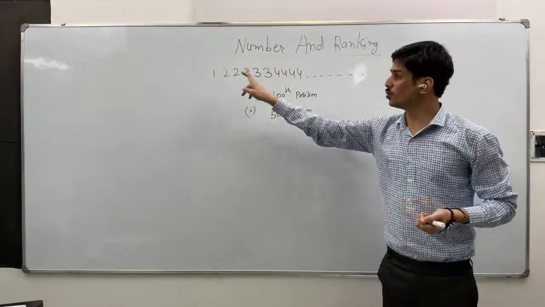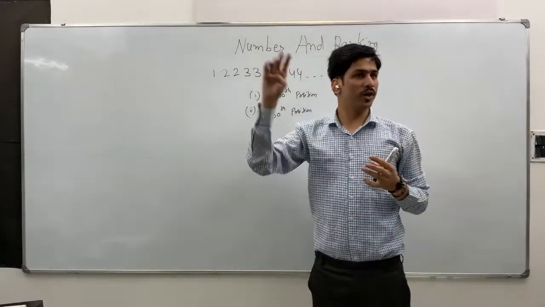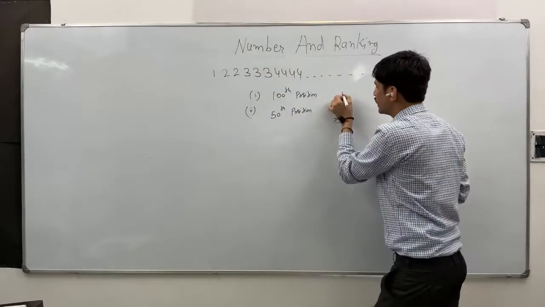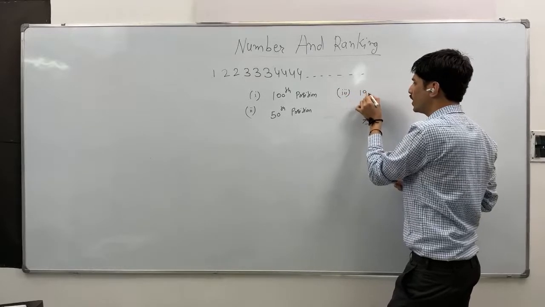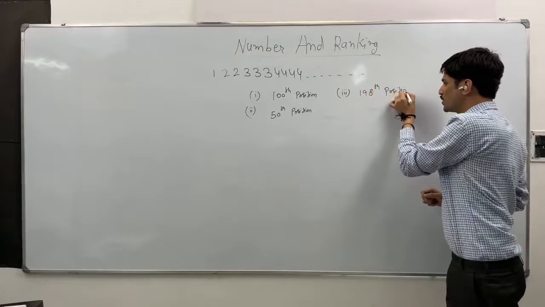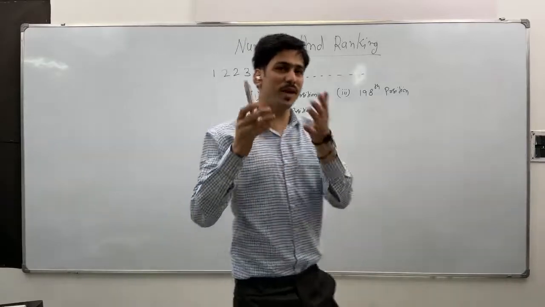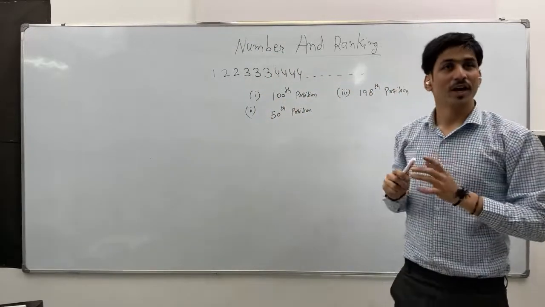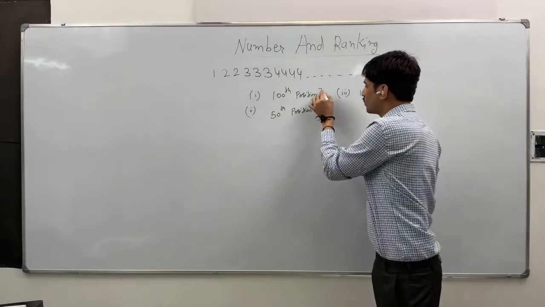1, then I'll have 2, then 3, then 4. I'm writing 4 four times, right? So let's say third, let me make it some random 190th position, okay? You see how to solve. One way of doing this is fairly simple. What you can do, you can make the list, you can start counting. Okay, I'll explain in 1 second.